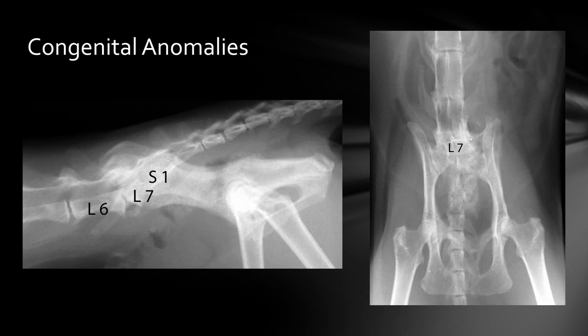And the whole asymmetry at this level caused by this anatomic anomaly of L7 can potentially lead to uneven weight bearing, lameness, nerve root signatures, and hip dysplasia. But very, very commonly do we see this as incidental findings.